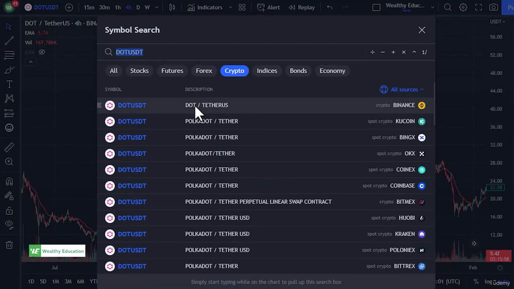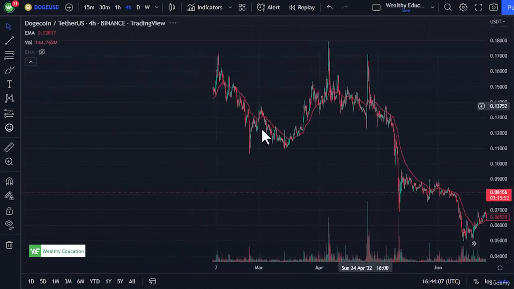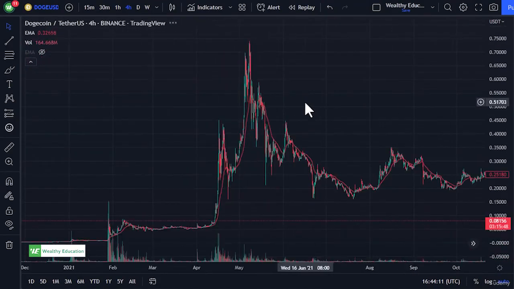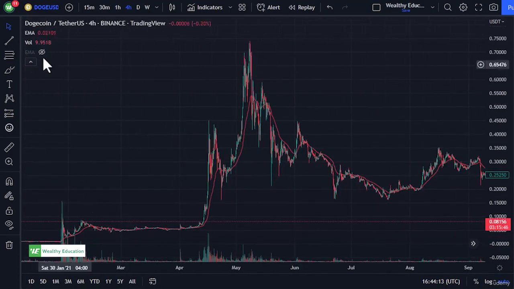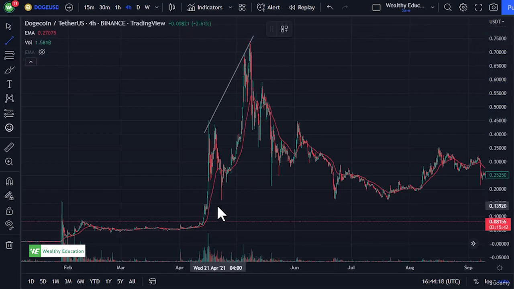So let's take a look at, well, let's do Doge, see if we can find something here, because Doge is such a chaotic market anyway. This is an extreme example of a broadening wedge. I kind of figured it would be pretty extreme when I found it.